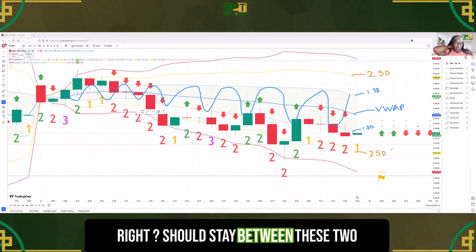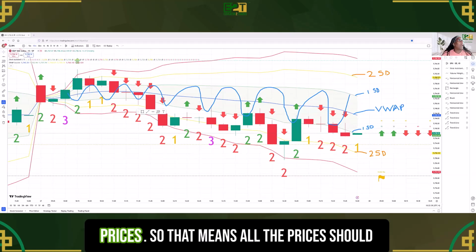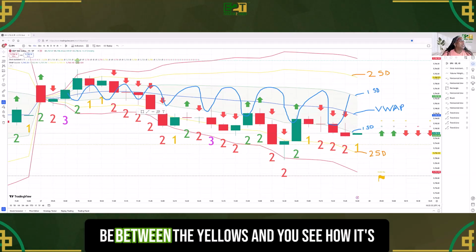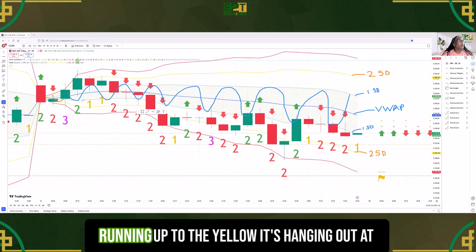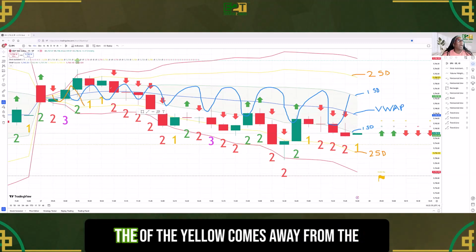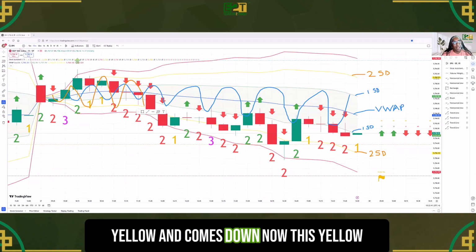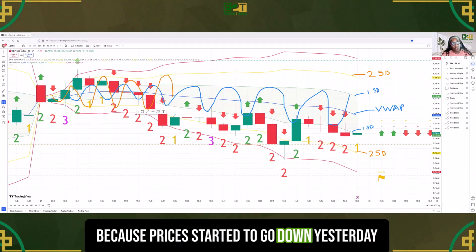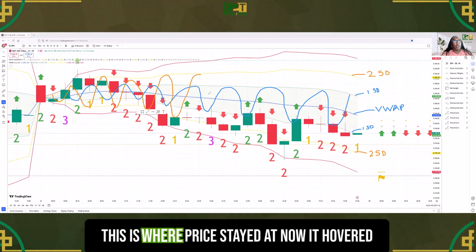Right? Price should stay between these two prices. That means all the prices should be between the yellows. And you see how it's running up to the yellow. It's hanging out at the top of the yellow, comes away from the yellow and comes down. Now this year, because prices started to go down yesterday, this is where price stayed.